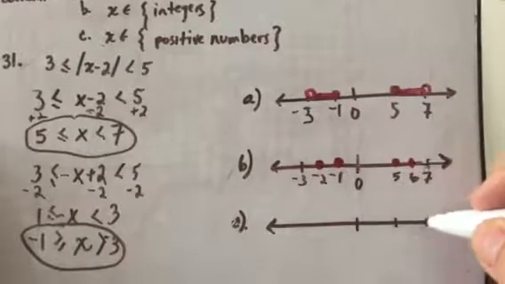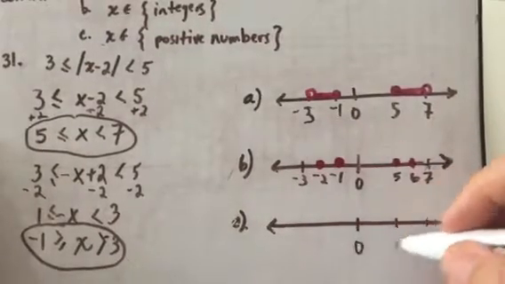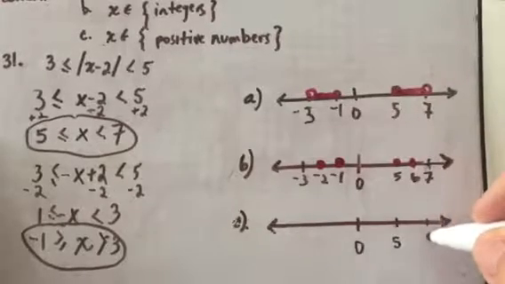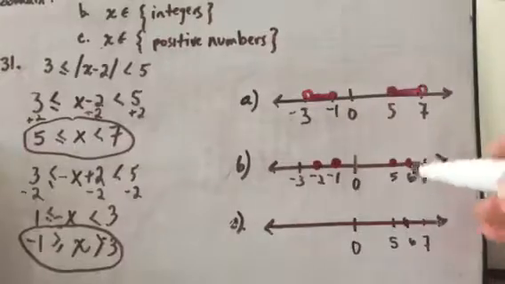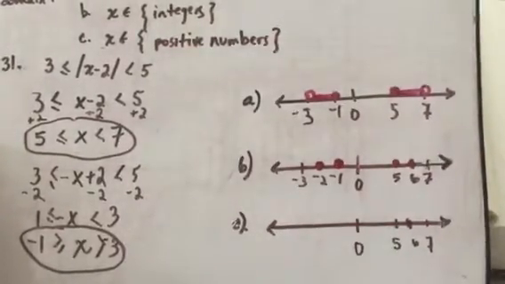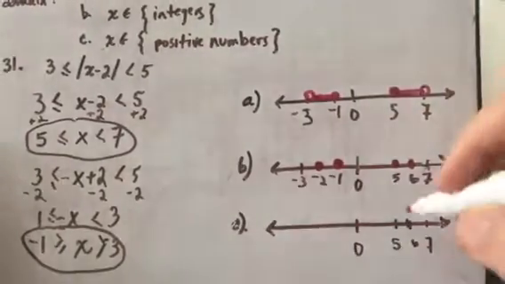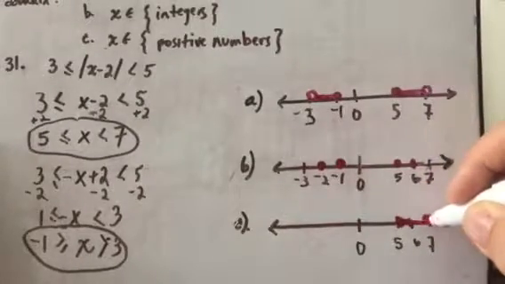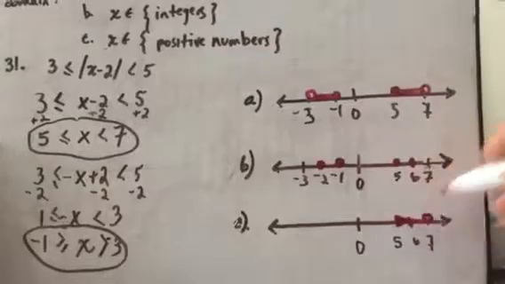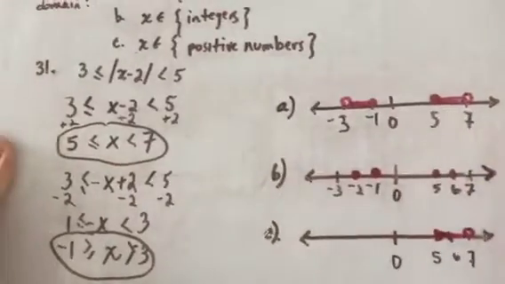So we're going to put our scale here again. We have 0, we have 5, and we have 7. 6 is in there too if you want to put it. But so the positive numbers would again look just like this part. It would be positive 5 up to and stopping at 7. Open circle there. Okay. But why wouldn't it be over here?